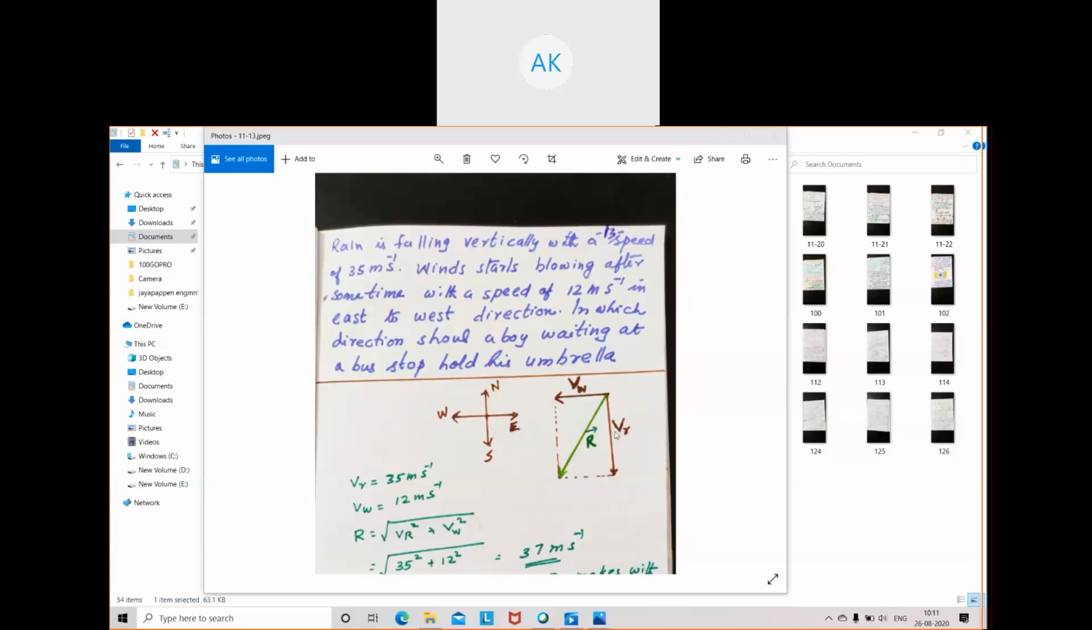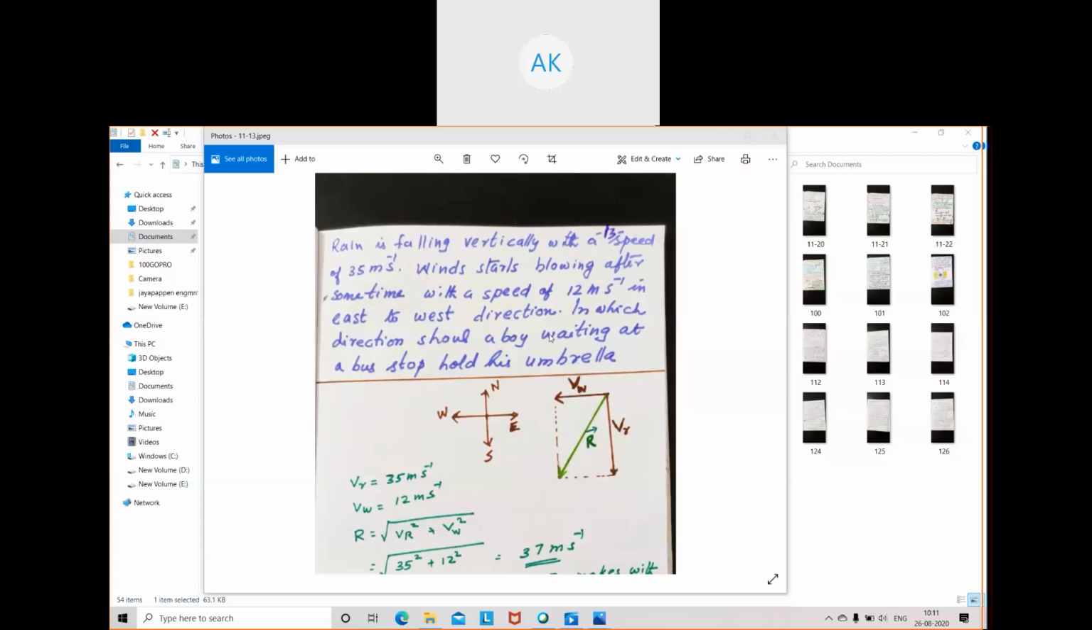I'll explain once more. Listen, the velocity of rain is vertically downwards. That is given in the question. The velocity of rain is 35 meter per second, so we represent it with the letter VR. V means velocity, R means rain. The velocity of rain is given as 35 meter per second. You know, it is always vertically downwards.